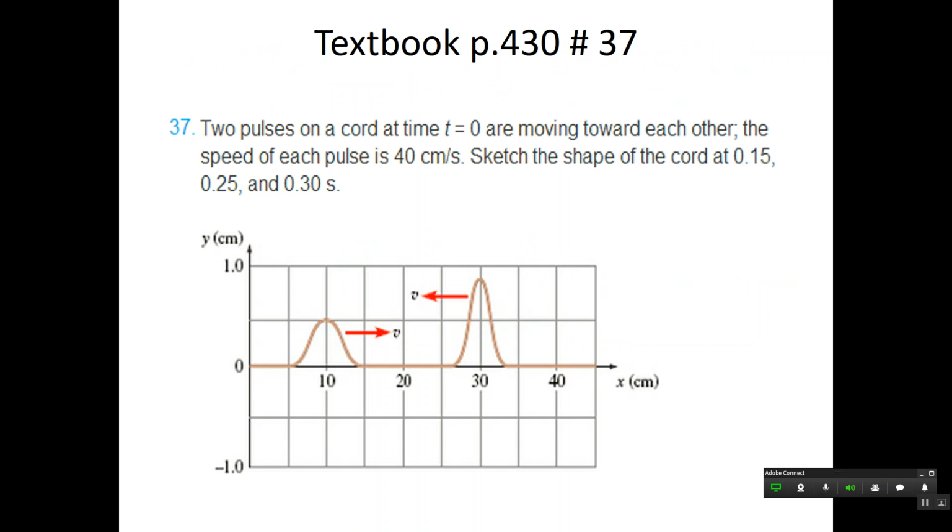Let's do this one. You have a wave going to the right and a wave going to the left. What's going to happen when the two waves meet? What you need to do first is draw where each individual wave is going to be at each of these time intervals. You have their velocities, you have their initial positions, so figure out where they're going to be. If they overlap, you'll have to add that part together, or subtract it if they're on opposite sides of the x-axis.